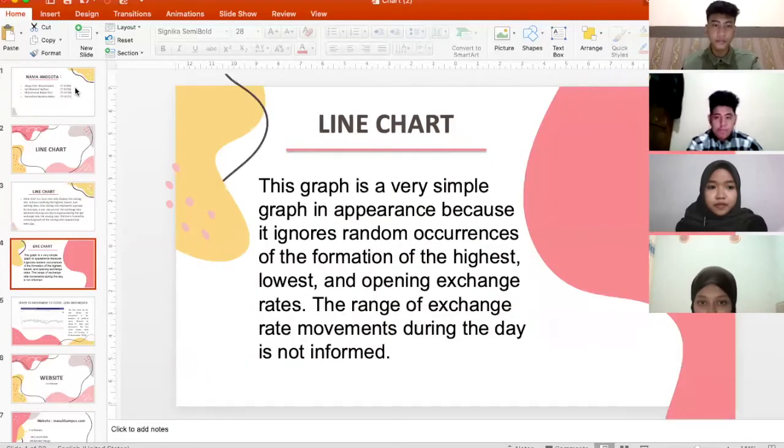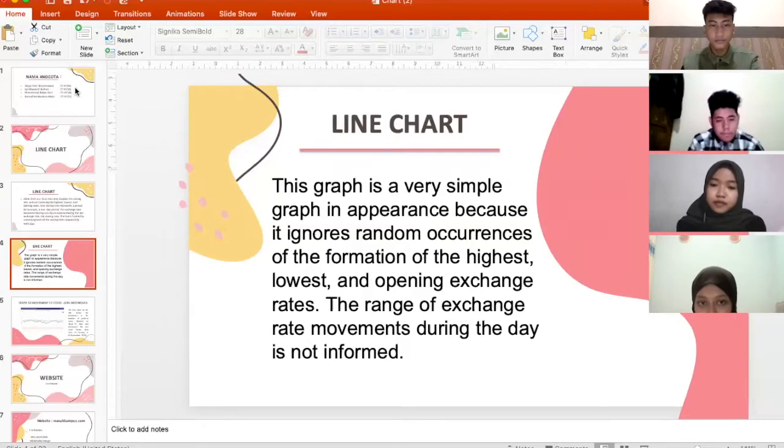The line is formed by connecting each of the closing rates sequentially every day. This graph is very simple in appearance because it ignores the random occurrence of the formation of the highest, lowest, and opening exchange rates. The range of exchange rate movement during the day is not informed.